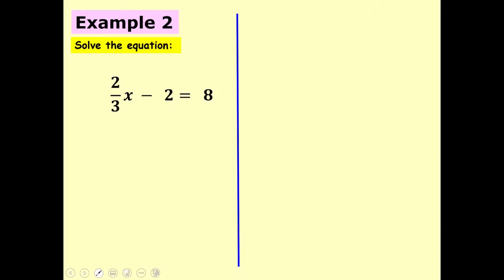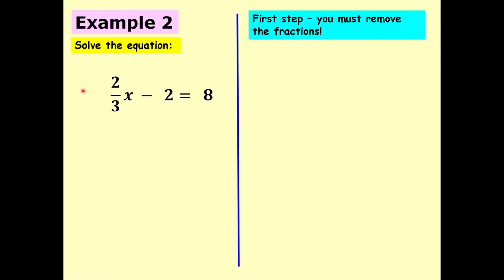Okay, let's look at a second example. So this time, previously we had 1 as our numerator of our fraction, but this time we've got a number greater than 1. Let's see what happens here. So again, our very first step, we are going to remove the fractions. So we've got 2 over 3 x subtract 2 equals 8.